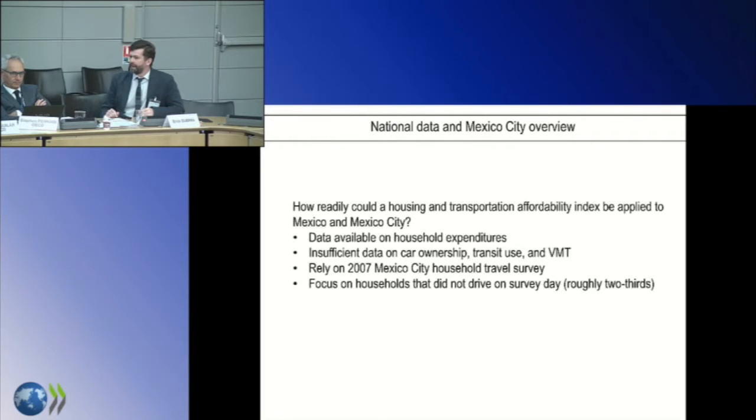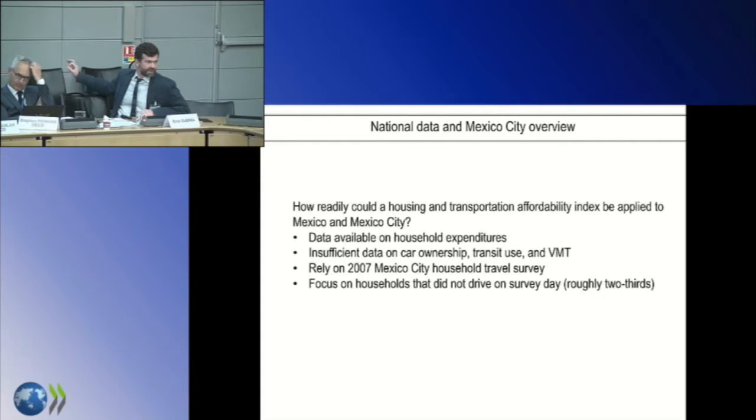But VMT data is extremely difficult to come by, and so is car ownership data, because it's not asked about in the census. Beginning in 2000, they asked whether households owned one or more cars, and prior to 2000, there was no question on car ownership. There's also not a question on income that's as regionally refined. So I tried applying it to Mexico City using a 2007 household travel survey, which contains information on rents and on VMT, or I was able to estimate that by matching trips and driving rates.